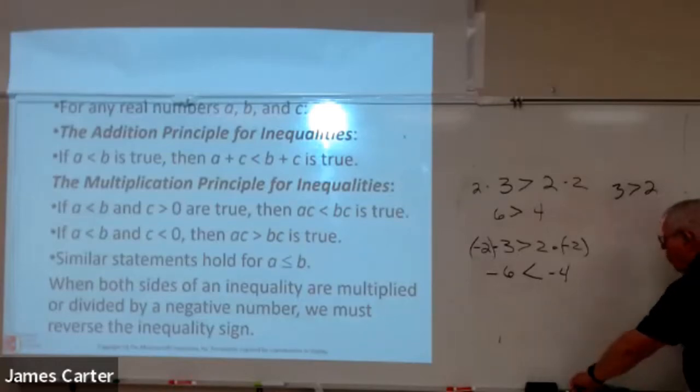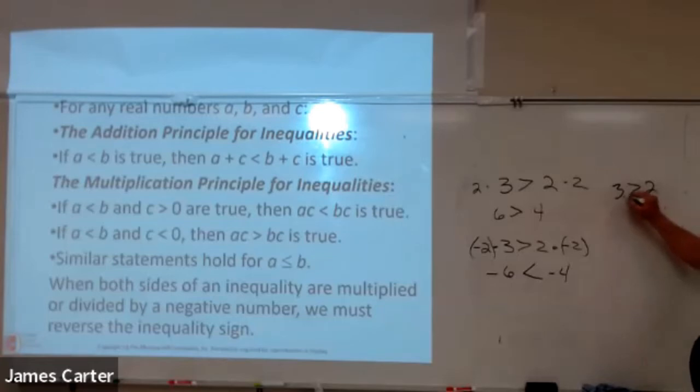This time, what if I divide both sides by the same negative number, -5? Well, here I get -3/5. Here I get -2/5. Now, which one is now greater? This one is. So that's examples of why, if you multiply or divide both sides by a negative, you have to flip the symbol.